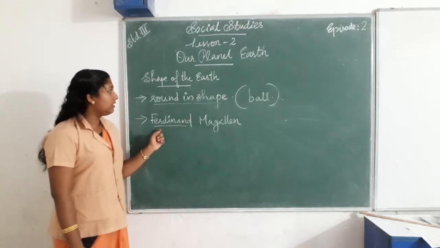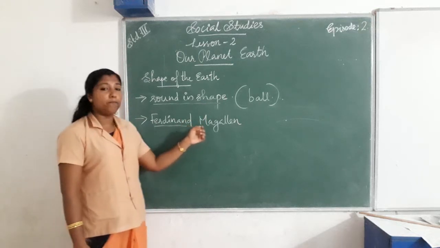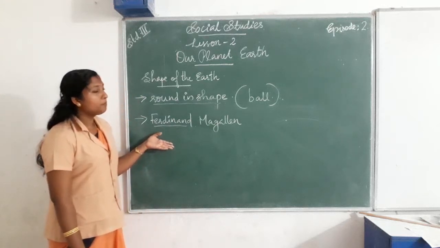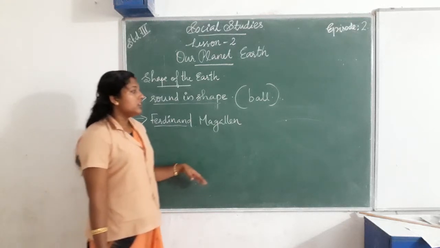Who discovered Earth is round in shape? Ferdinand Magellan. Ferdinand Magellan discovered Earth is round in shape.